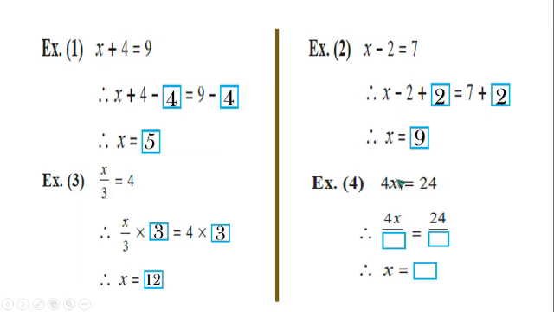Example 4. 4x is equal to 24. I don't require this 4 in the LHS. That's the factor. So now I am going to divide both the sides by 4. So that becomes 4x upon 4 equal to 24 upon 4. 4 and 4 get cancelled and 4 sixes are 24. In this way, I get x is equal to 6.